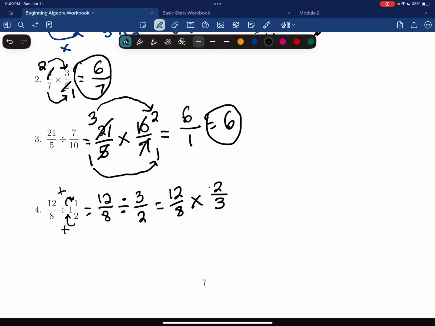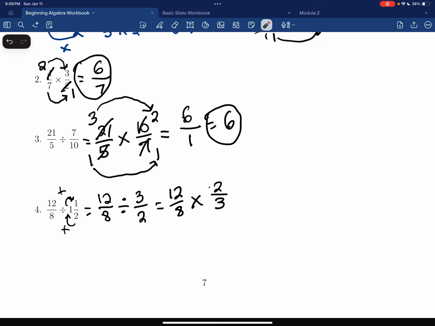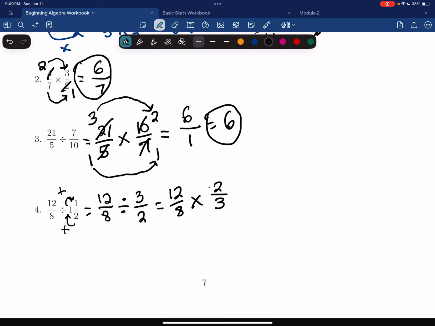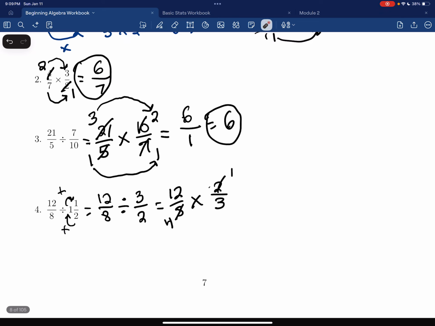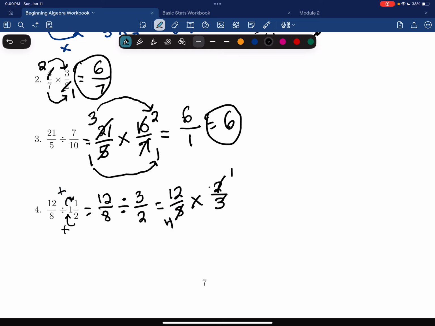And now because we're multiplying, we have to ask ourselves, well, can I cross reduce anywhere? Let's see. Can I cross reduce 8 and 2? I can, because they're both even, so I can divide both 8 and 2 by 2. So 8 divided by 2 is 4, and 2 divided by 2 is just 1. And now looking at 12 and 3, you can cross reduce both 12 and 3 as well, because 12 is divisible by 3. So 3 divided by 3 is 1, and 12 divided by 3 is 4.